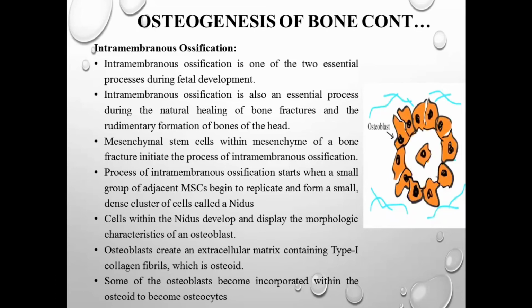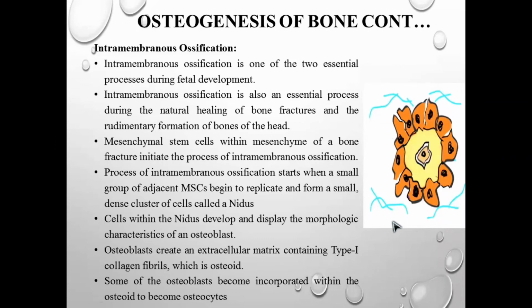Osteoblast. I will explain this with the help of the diagram. The osteoblasts create an extracellular matrix containing type 1 collagen fibrils, which is an osteoid. Some of the osteoblasts become incorporated within the osteoid to become osteocytes. Okay, right. Now we just see this animated video.